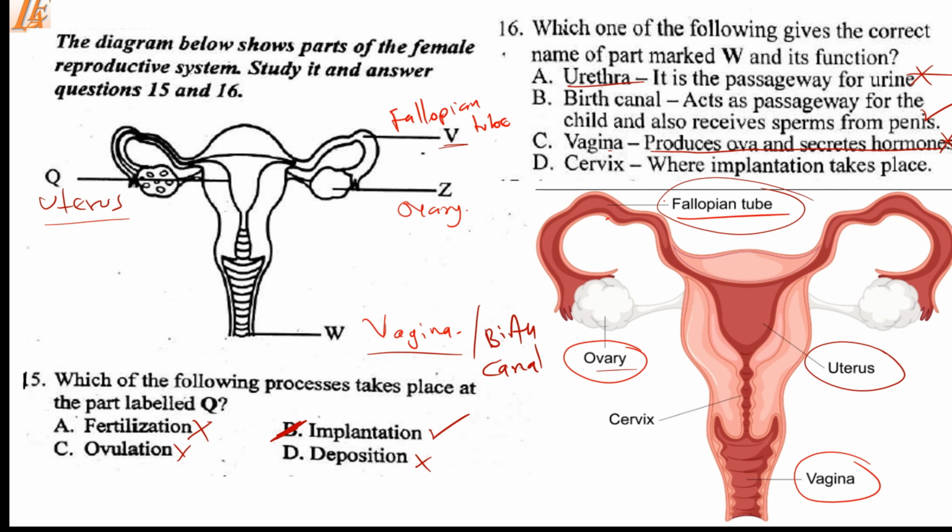Then the last option, where implantation takes place. Implantation does not take place in the vagina. So this one is also wrong. So the correct answer here is birth canal, or sometimes we call it a vagina, and the function of the vagina is to act as a pathway for the child and also receive sperms from the penis.